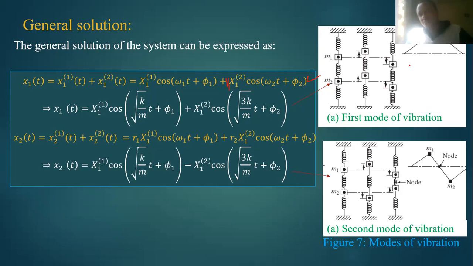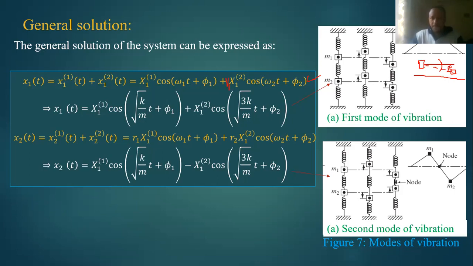Sometimes they may move out of phase. Means, for example, if this is the reference position, if this is mass 1, the second mass may be located here, like this. Means in this case, there may be some out of phase angle pi.